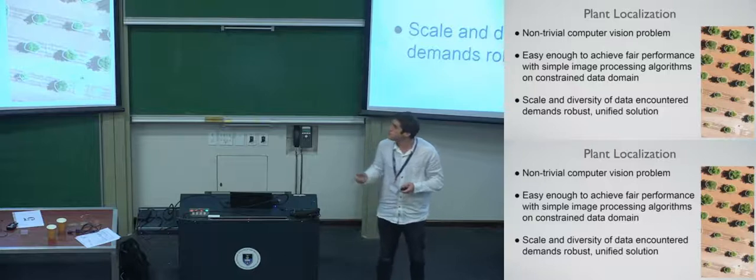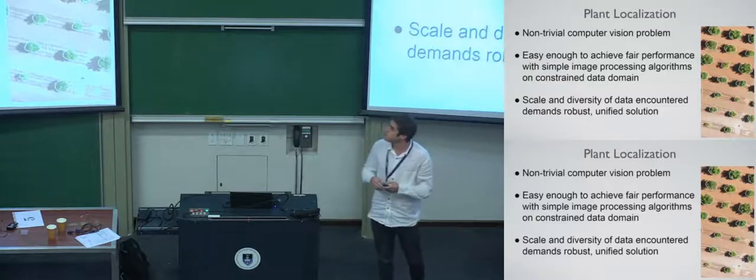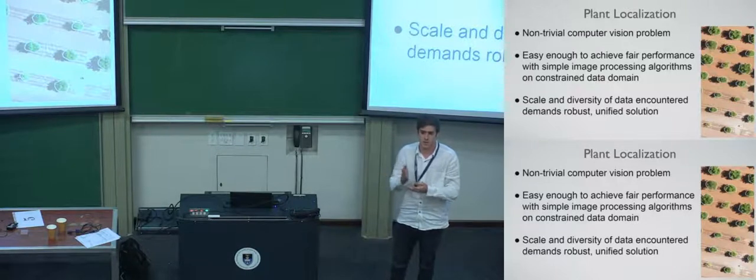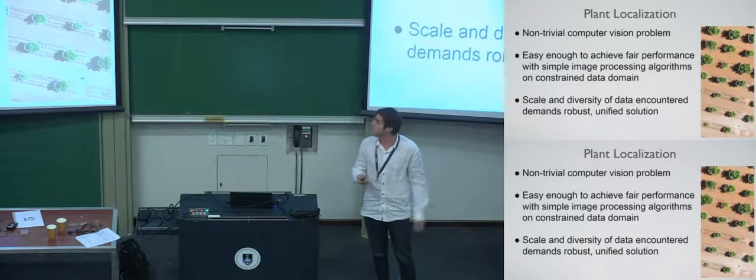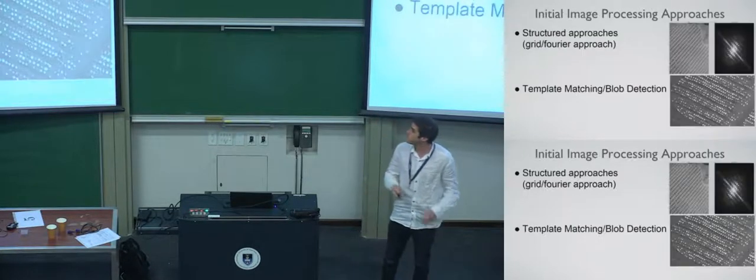So plant localization, as we said, it's a non-trivial computer vision problem. Often in an orchard, it's planted in a typical structure. It's quite an easy problem in a constrained environment, but in the real world, there's a whole lot of complexities that we need to deal with.